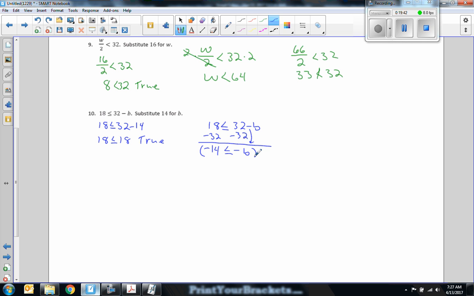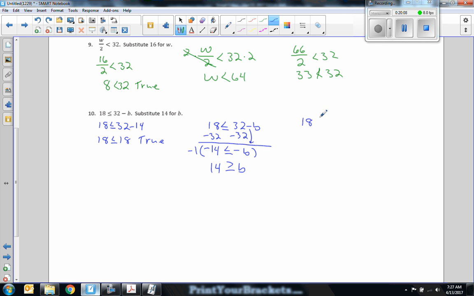I don't want a negative variable, so I'm going to multiply the whole thing by -1. -1 times -14 is +14. Multiplying an inequality by -1 flips it. -1 times a negative b is positive. So I need a value greater than 14 to make it true. So to make this false, I want to pick a number less than 14. So I will choose 13.